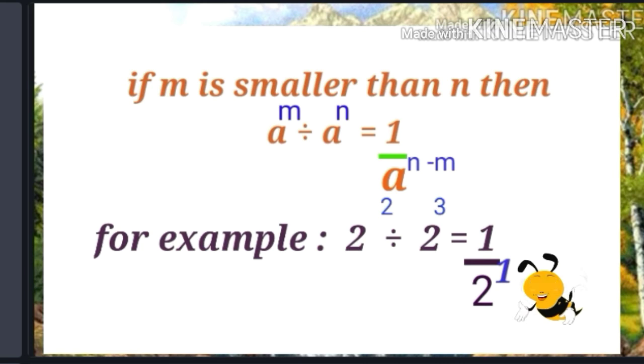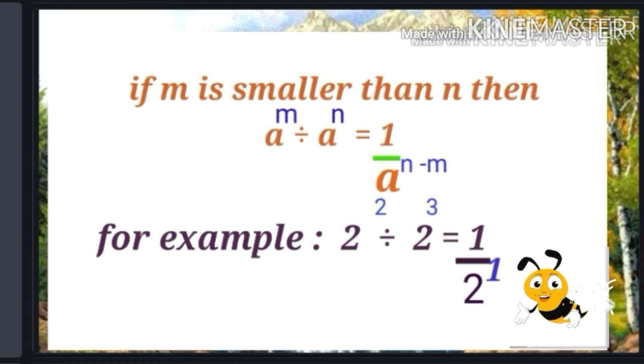Here m is smaller than n. Then what do you do? Here a raised to power m divided by a raised to power n, so let us take the reciprocal. It is in division, so it is 1 by a raised to power n minus m. Here m minus n is not possible yet, so let us take the reciprocal, and n minus m is possible here. So let us do this.